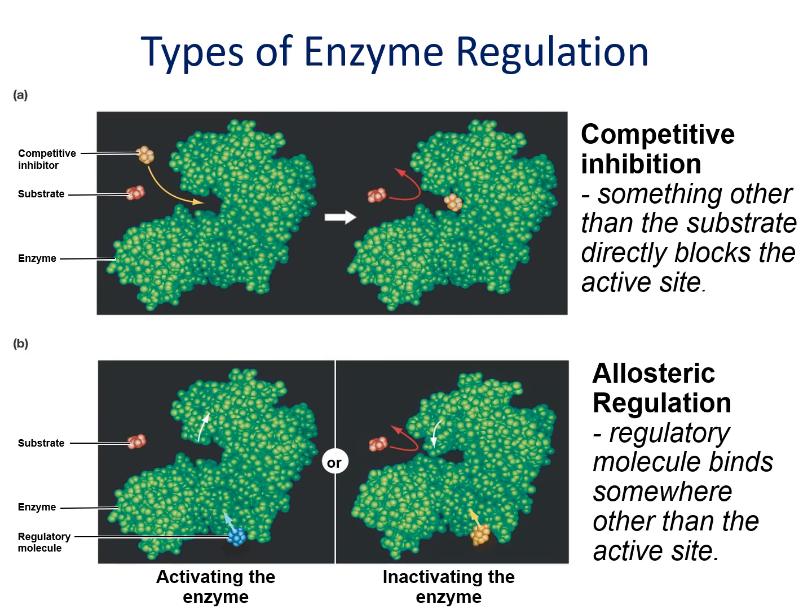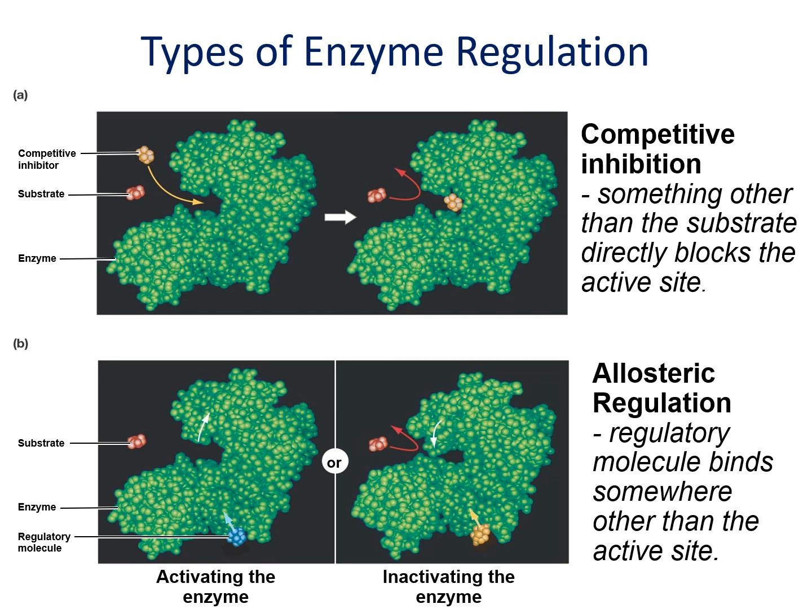Now, the other way that we can regulate enzyme activity, and this is the method that's more commonly used by your body, is known as allosteric regulation. Allosteric literally means elsewhere, somewhere else. So in this case, we're not regulating the activity of the active site by blocking the active site. Instead, something else is happening somewhere else on the enzyme.